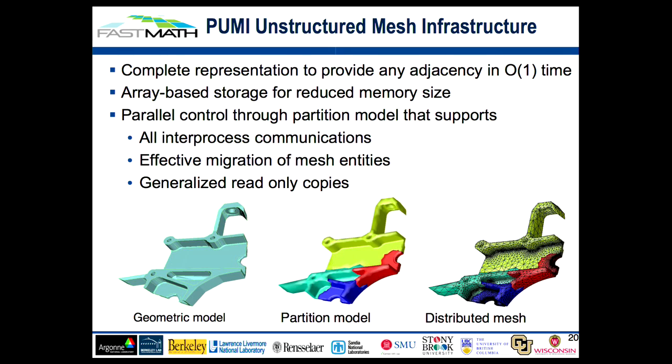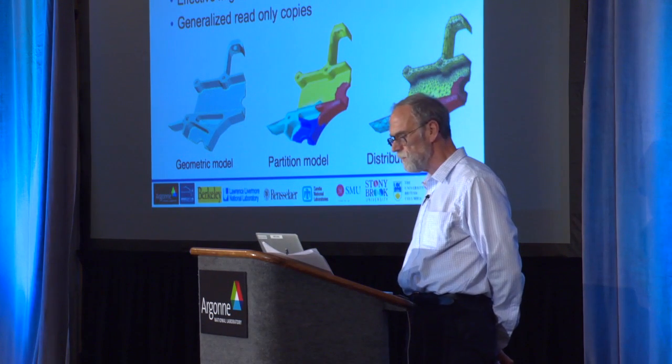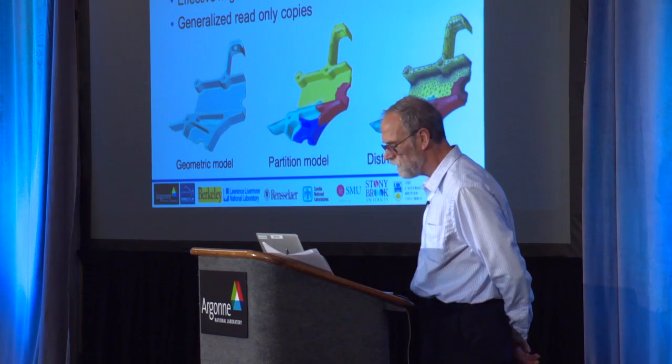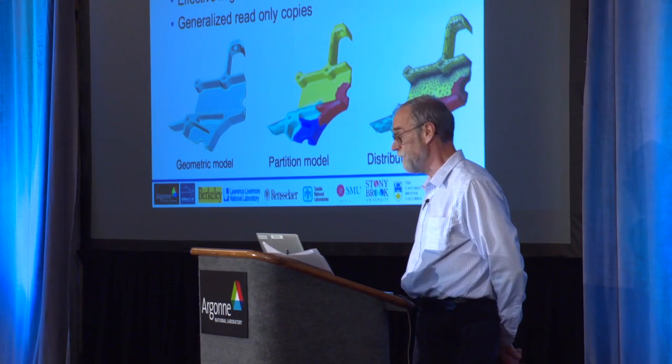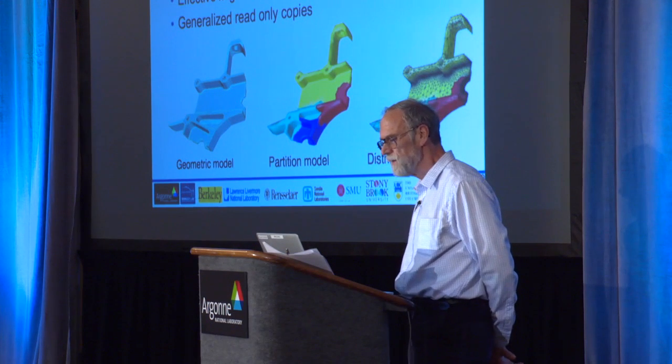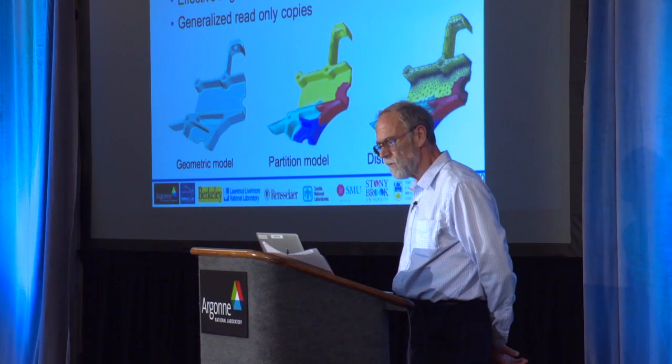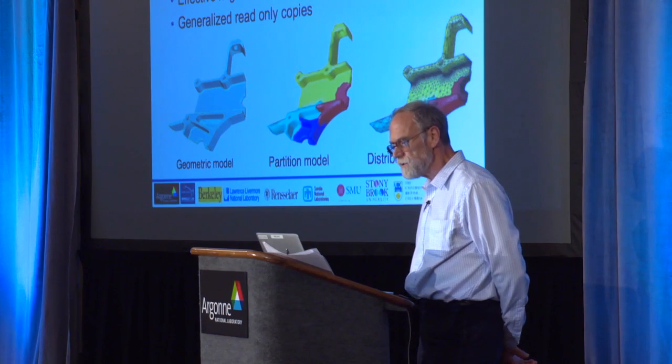The second implementation is referred to as PUMI, which is a parallel unstructured mesh infrastructure. It maintains a complete representation, where we simply define a complete representation as one in which you can get any adjacency in order one time. Not necessarily store anything in them all, and you definitely don't want to do that, but you can obtain them in order one time.